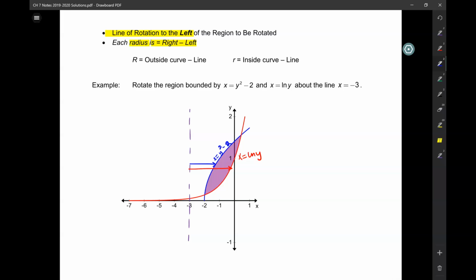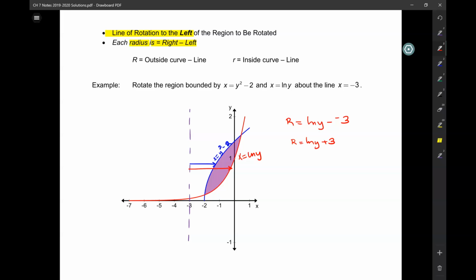If I want the red radius, that's capital R, then it has to be always the outer function minus the line. Larger minus smaller, positive minus negative. So capital R is ln of y minus -3. Okay, does that make sense? Right, ln of y plus 3. So the distance is ln of y plus another 3.